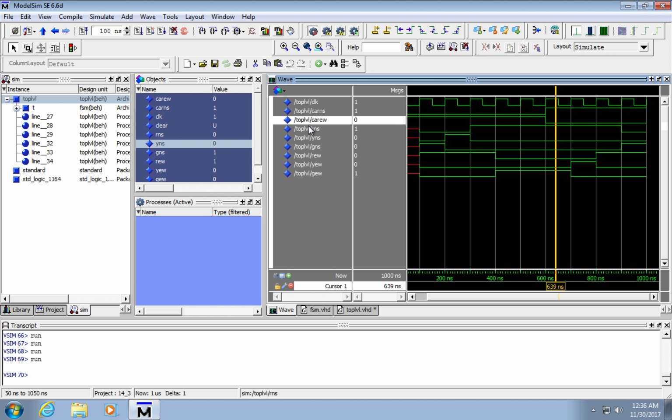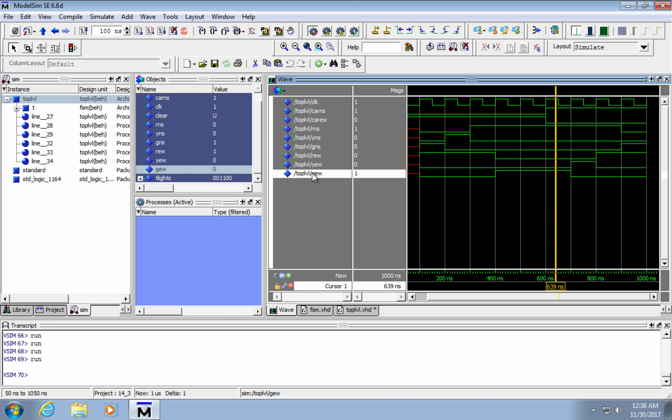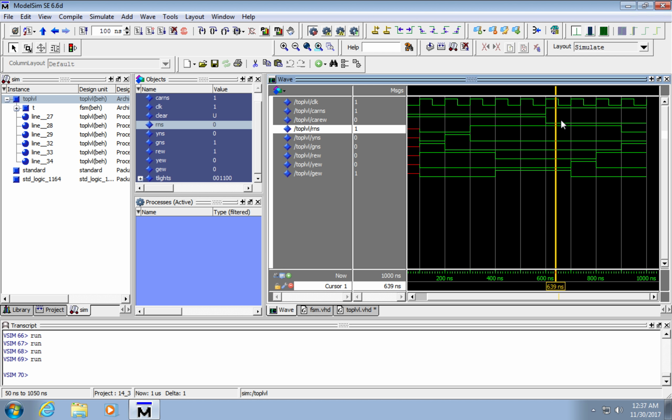So as soon as a car is detected, it is still in state 3 because east-west green is on and north-south is red, until the next rising clock edge, when it will register the changes in the sensors.